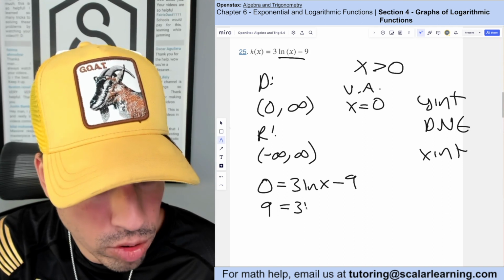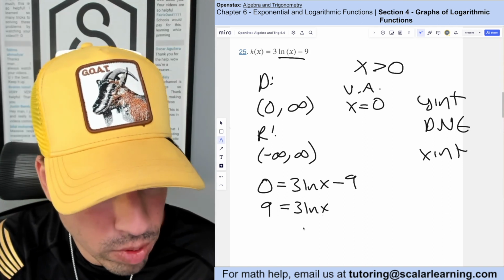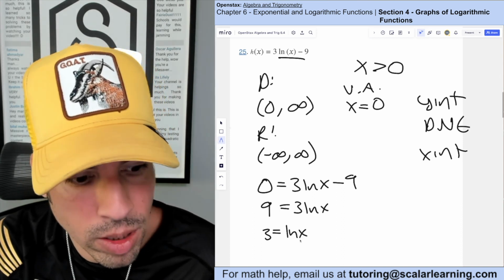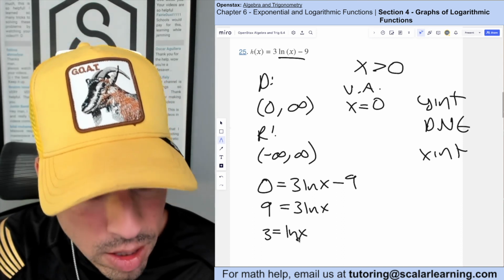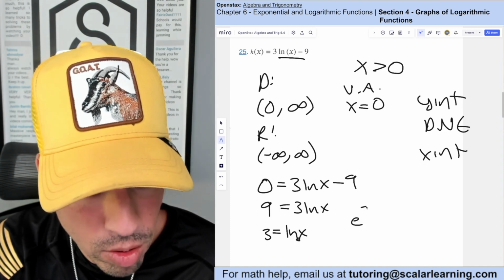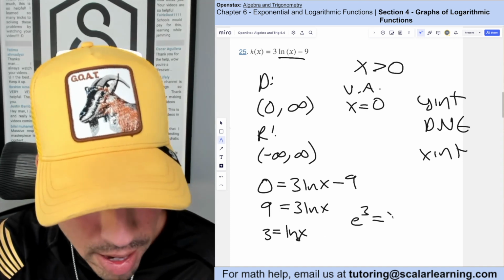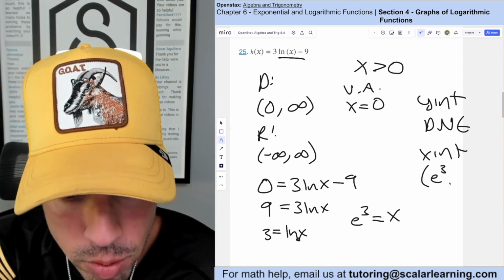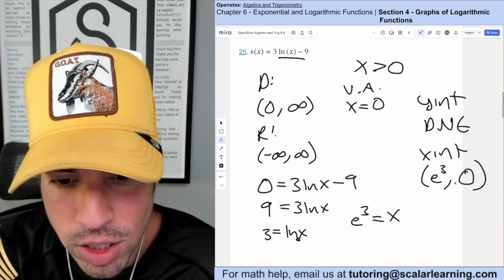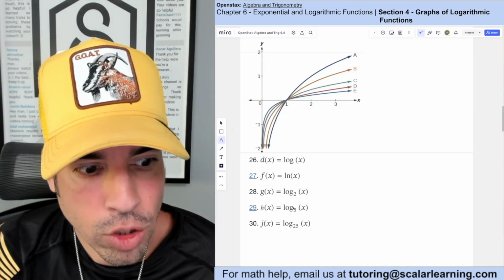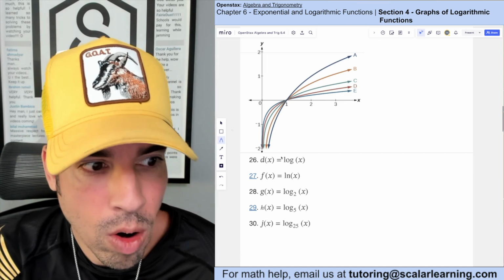I get 9 equals 3 ln of x. Divide both sides by 3. And then we get 9 divided by 3 is 3 equals ln of x. Now we're going to convert it to its exponential equivalent. It's taking the base of this natural log, which is e, to that power: e to the 3 equals x. So there's my answer, which means that the x-intercept occurs at e cubed, comma 0, right? Because every x-intercept has a y value of 0. There you go, done.